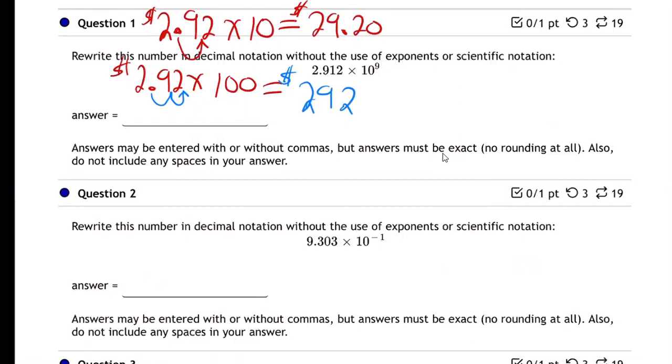So that's stuff you already know, right? I'm not showing you stuff that's new. You know when you multiply by 10, it just moves the decimal one spot. And when you multiply by 100, it moves it two spots. That's what's nice about 10.